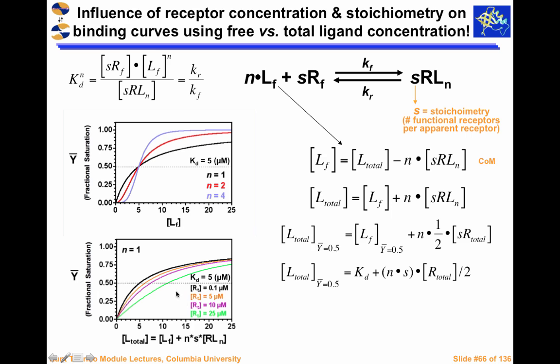Now, as we have more and more ligand, there's more and more of a displacement. How can we interpret that? Well, we can still use this equation to interpret that point. The total ligand concentration at 50% saturation will be the KD plus half of the total receptor concentration times N. One important point here is that the total ligand concentration at 50% saturation is not equal to KD, except under special circumstances.